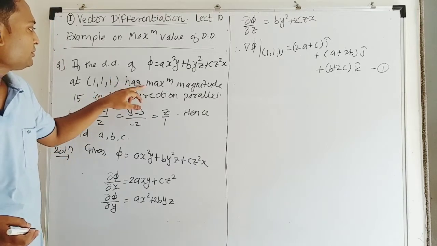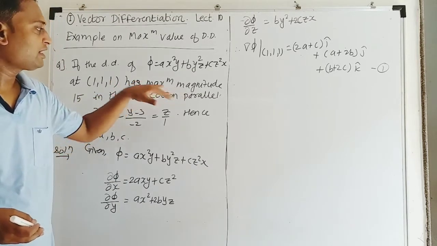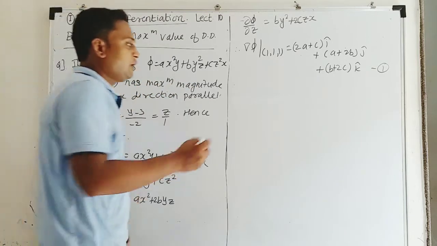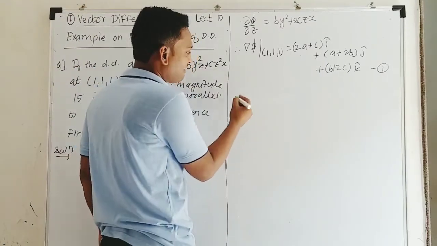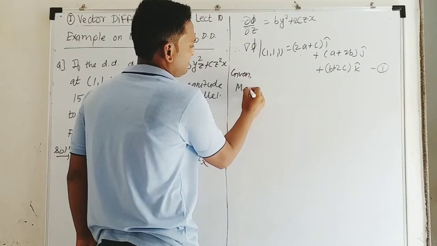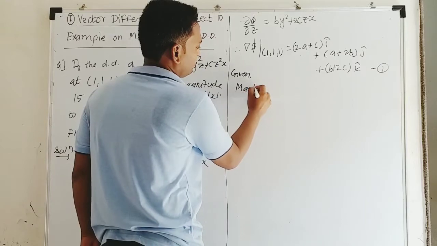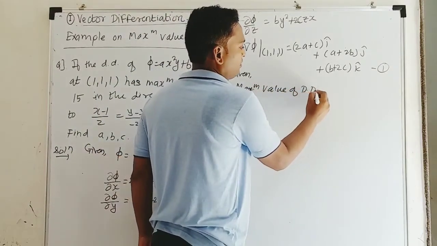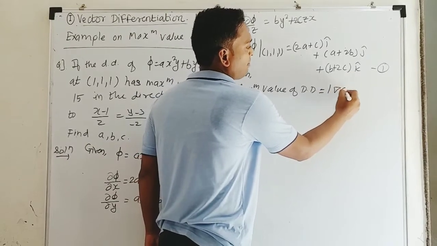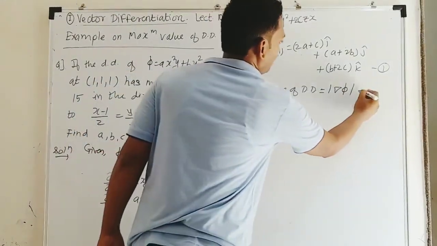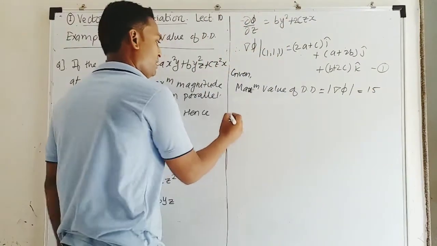So here I will write the given information first. Maximum magnitude of directional derivative is given as 15. We know that maximum magnitude means maximum value. Also given that maximum value of directional derivative, we know this is equal to the magnitude of del phi, in the remark we have written, and it is equal to 15.